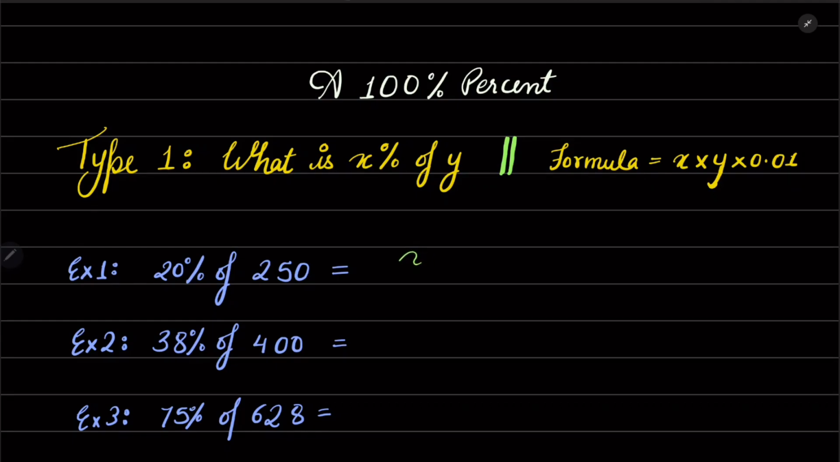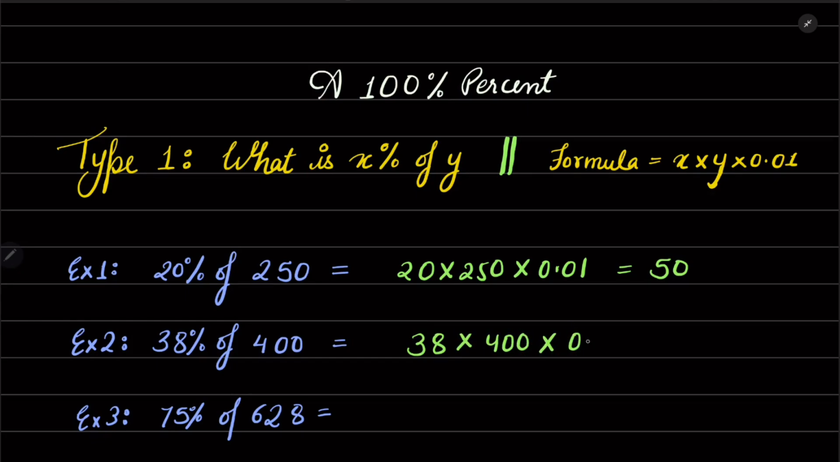20% of 250. Here, x is 20, y is 250, and we multiply it by 0.01 to get the answer as 50. Now 38 is x, 400 is y, and we multiply it by 0.01 to get 152. Now 75 is x, 628 is y, we multiply it by 0.01, so we get 471.